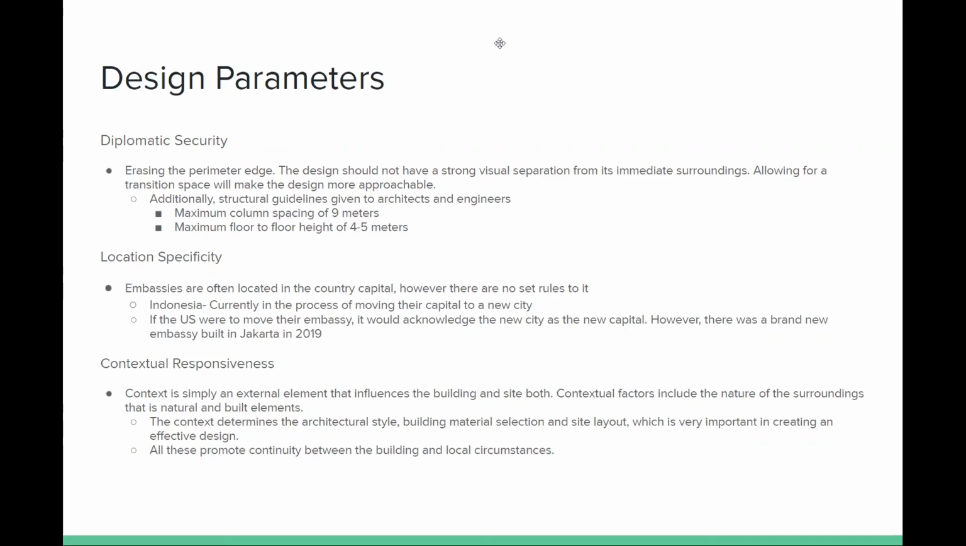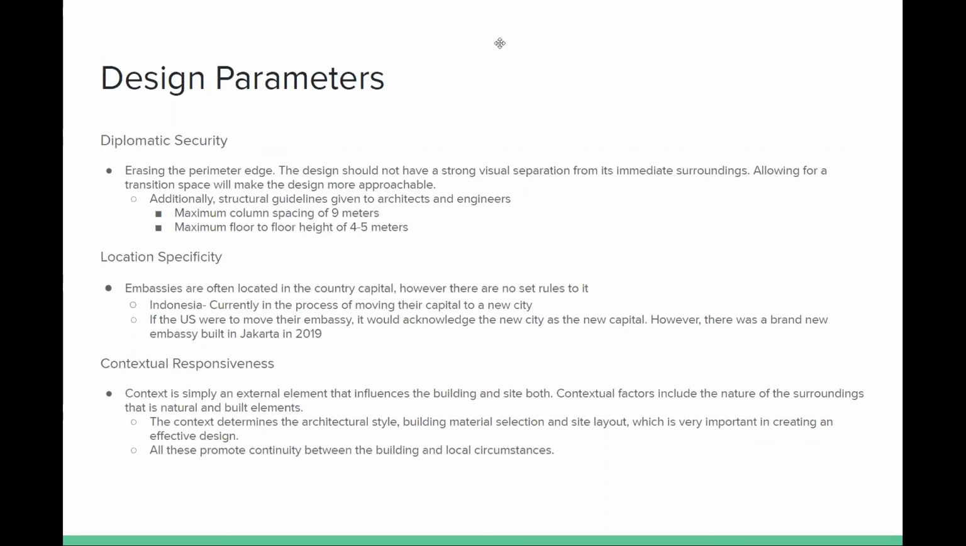And then, given that the capital city is moving, typically embassies are located at the capital city, but there is a problem there because the United States recently completed phase 2 of their embassy in 2019 at Jakarta, and the government is asking the countries that have embassies at the location to move to the new city once it is built. So that would be problematic, but if moved, the current embassy could be transformed into a consulate at Jakarta with the new embassy at the new capital.